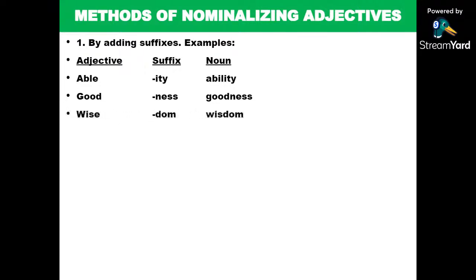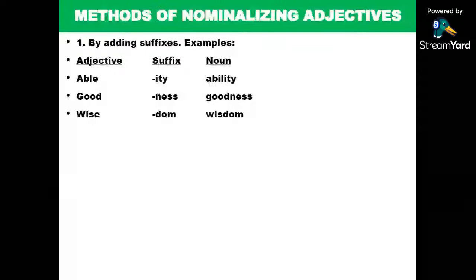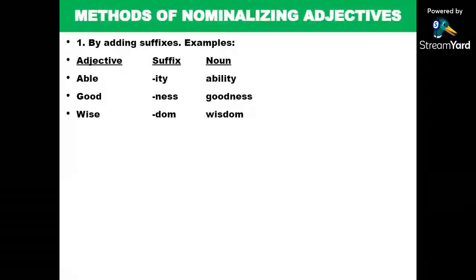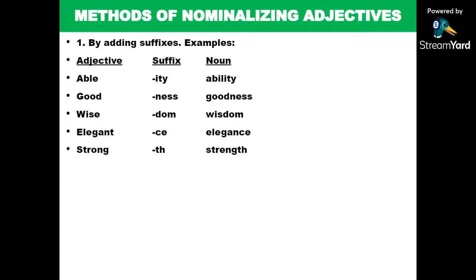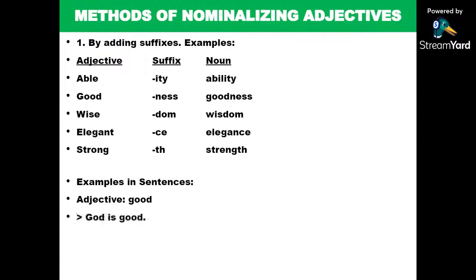We have the word wise, which is an adjective, and if we add the suffix dom, we have wisdom. Elegant plus ce is elegance. Strong, and we add th, we have strength. Let's look at some examples in sentences. Taking the word good as an example of an adjective, in a sentence we can say God is good. Okay?